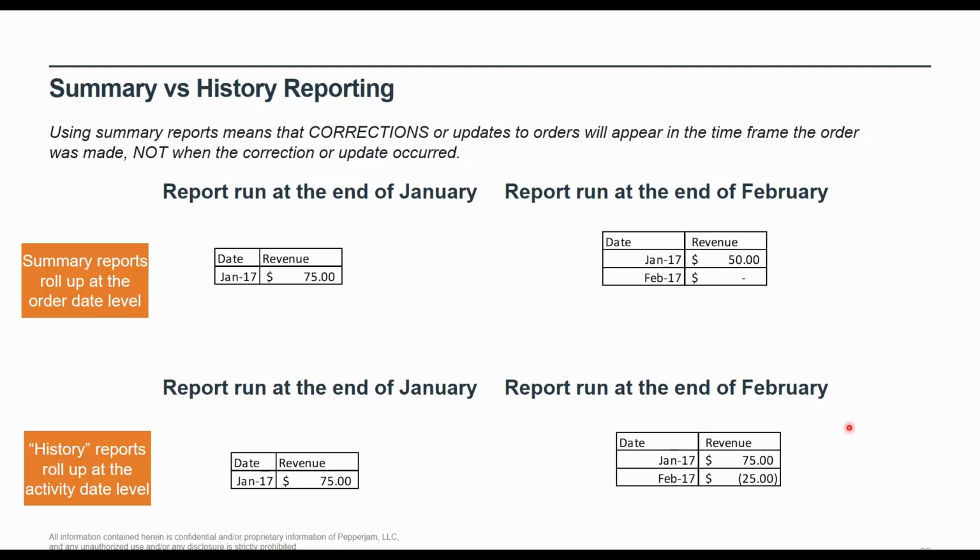Now, if I'm looking at history reports, again, this rolls up data to the activity level. So it essentially freezes it in time. When I run the history report at the end of February, January has revenue of $75 and February has revenue of -$25, because that's the activity of the return. So in dynamic reporting, all of our data is based on summary reporting and rolling everything back up to the order date. So when you're toggling your dates in that, you're toggling your order dates.